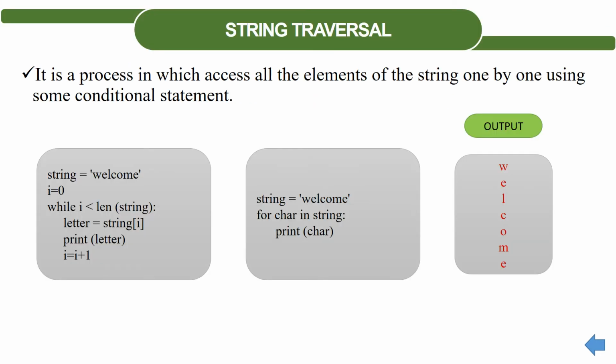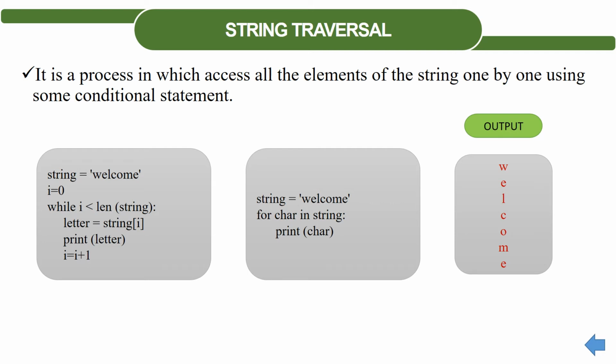String traversal is a process in which we access all the elements of the string one by one with some conditional statement. We can use a for loop or while loop, whatever looping statement that we can use. String traversal is an important pattern, since there might be many situations in different programs where we need to visit each element of the string, and the operations continue till the end of the string.